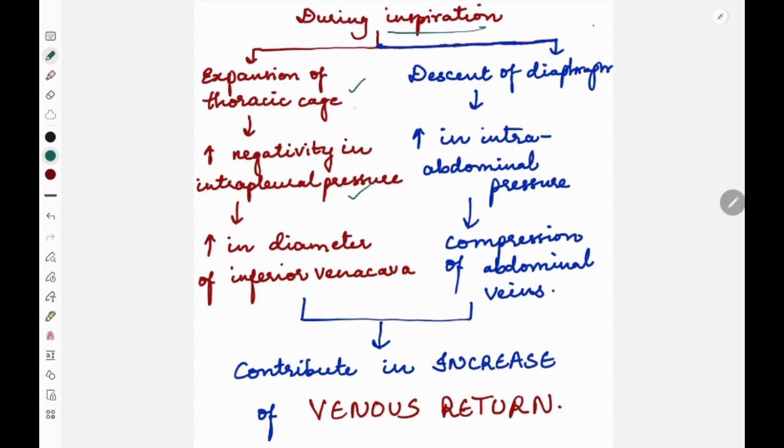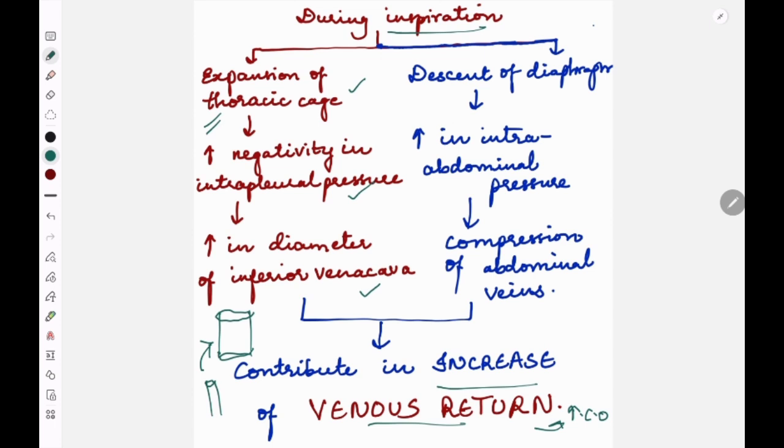So whenever there is expansion of the thoracic cage, the next step is there is increased negativity in the intrapleural pressure. Because of that, there is increase in the diameter of the inferior vena cava. If the diameter is more, what will happen? Suppose this is the initial diameter, and because of inspiration the diameter of the inferior vena cava has increased. Whenever there is increased diameter, it will take up more blood. This is how it will increase the venous return. Now if venous return is more, that means there is increase in cardiac output. This is one factor.